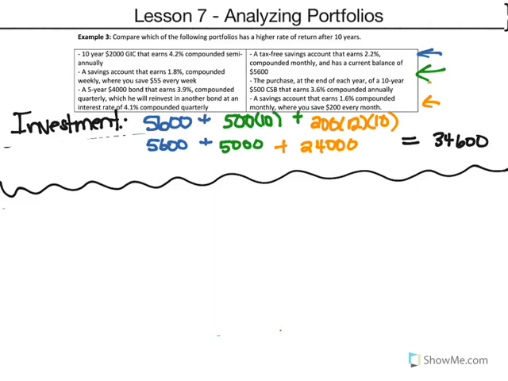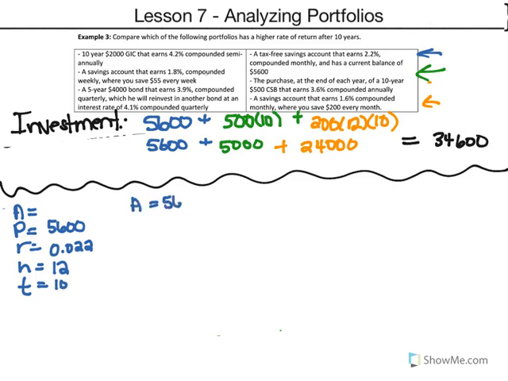Now we're going to do our portfolio. So the first one we will do is our tax-free savings account at 2.2%. So our principal is how much we're investing, which is $5,600. Our rate is 2.2%, so 0.022. It's compounded monthly, so 12, for a term of 10 years. So we have A is equal to 5600 times (1 plus 0.022 divided by 12) to the power of 12 times 10. So pause the video, calculate that number.